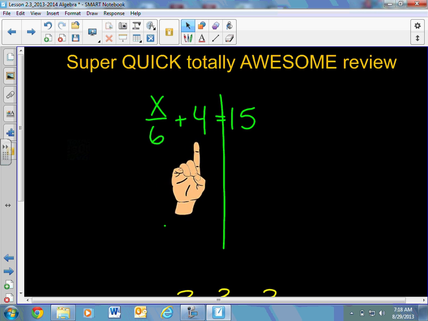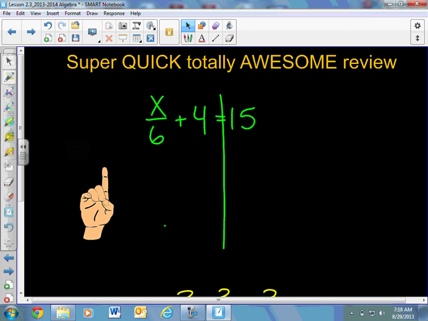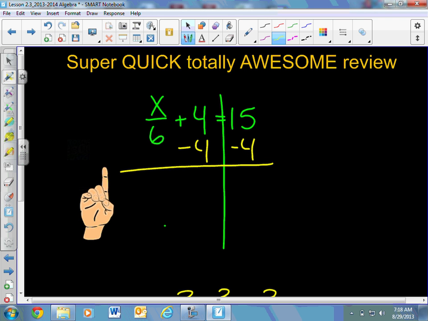And I'm going to do the inverse of plus 4, which is what? I know you said it. Minus 4, minus 4. And notice how I'm writing it on both sides because that's what I like to see in your work because it makes it easier for me to see where you're making mistakes, if you're making any. Okay. Anyone spot a mistake? Anyone?